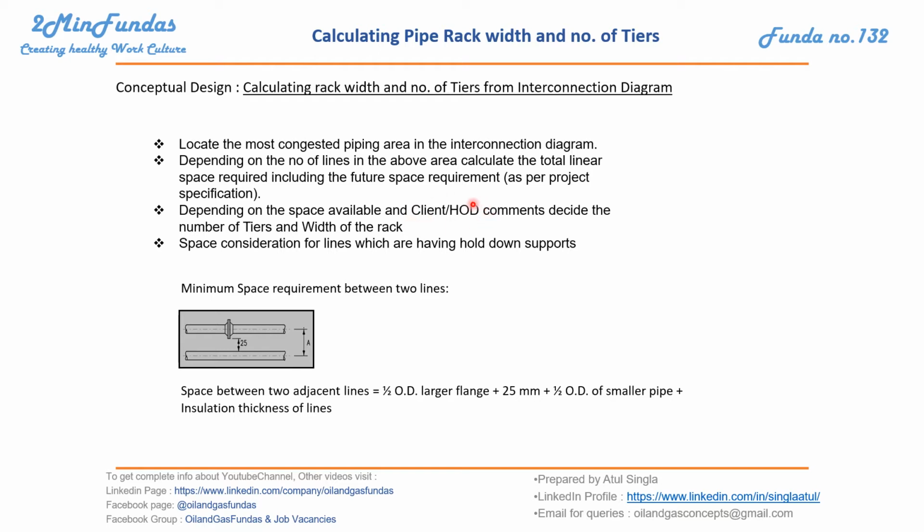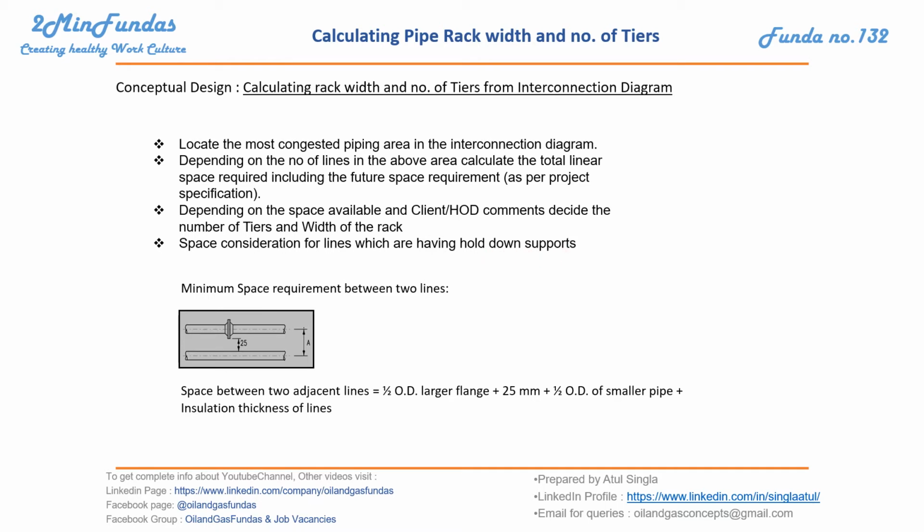That's why I was telling you this is a very conceptual thing where so many stakeholders are involved. This width and number of tiers will be decided after discussion with the client and HOD. Decide the number of tiers and width of rack. Space consideration for lines which are having hold down supports.